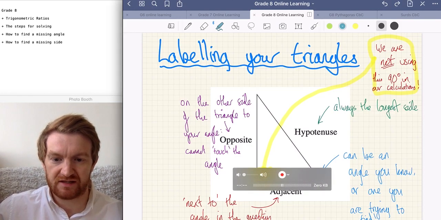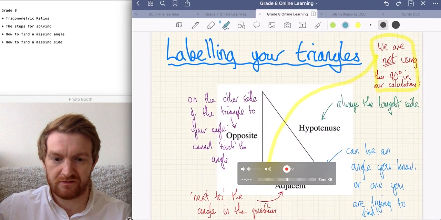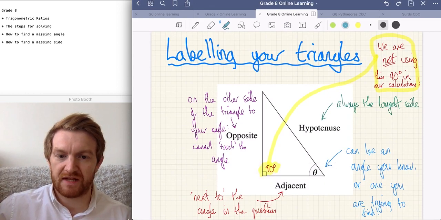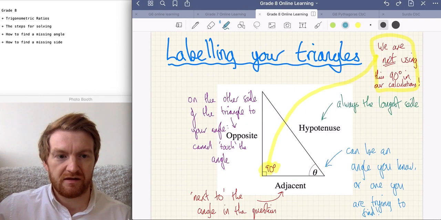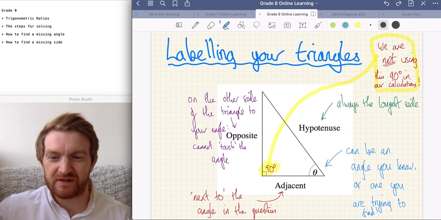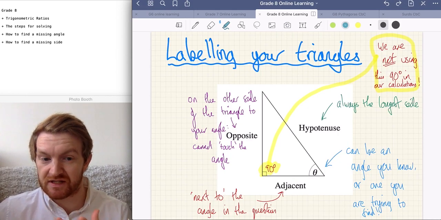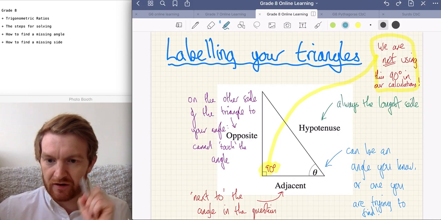Just going to shrink this down a little so we can see the bit that's cropped off the bottom. There we go. So that's kind of the information you need. Notice we've got the right angle. We're saying, you know what, we know it's there, but we're not using it at the moment. We can use it, but we're choosing to use that one in the bottom right.